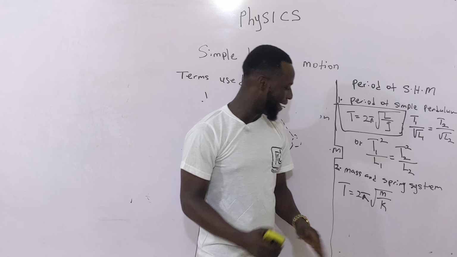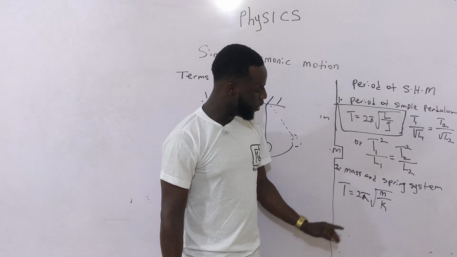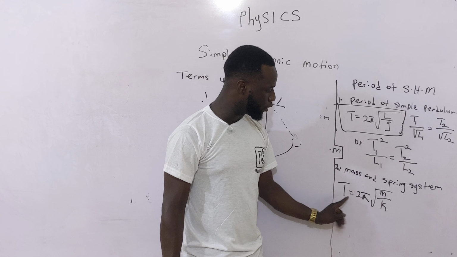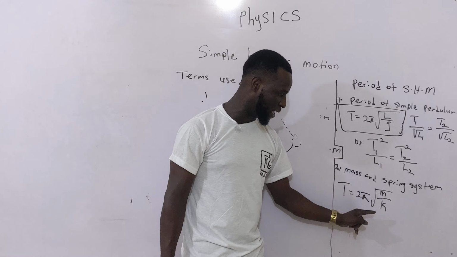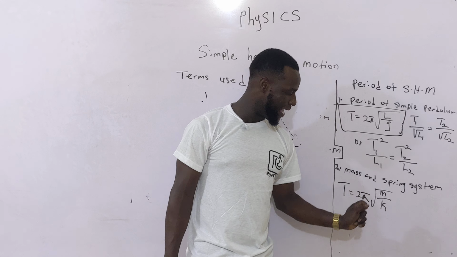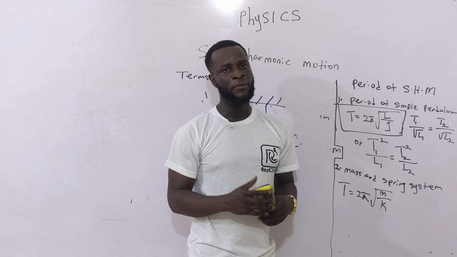This is the period of a mass and a spring system. For a mass and a spring system, we have period to be equal to 2 pi square root of m over k, where m is our mass and k is the spring constant.